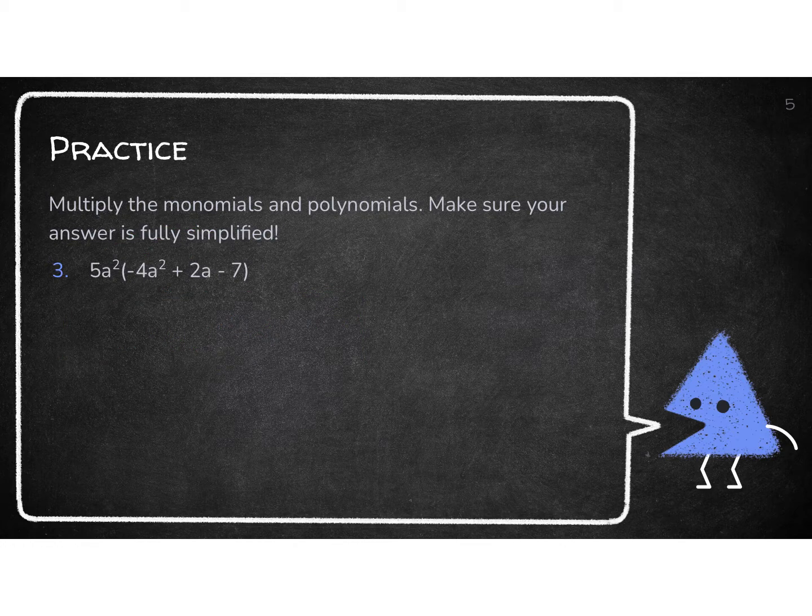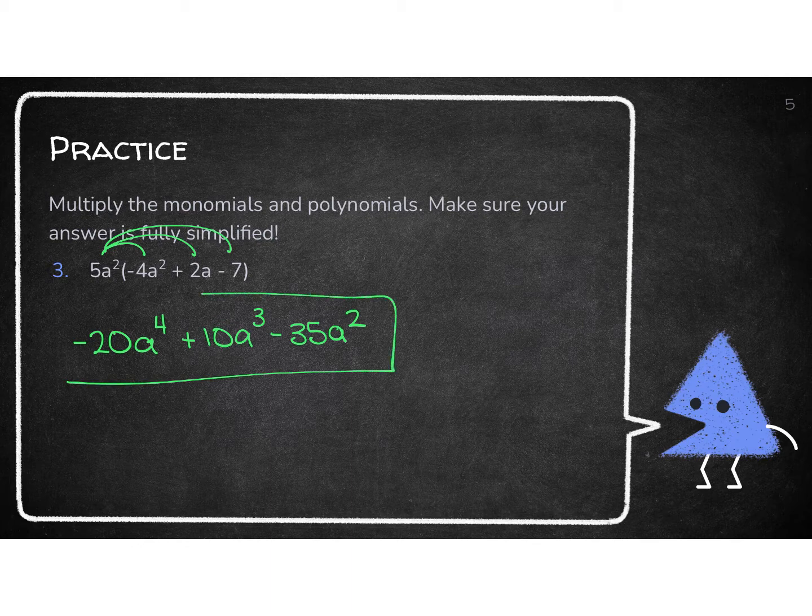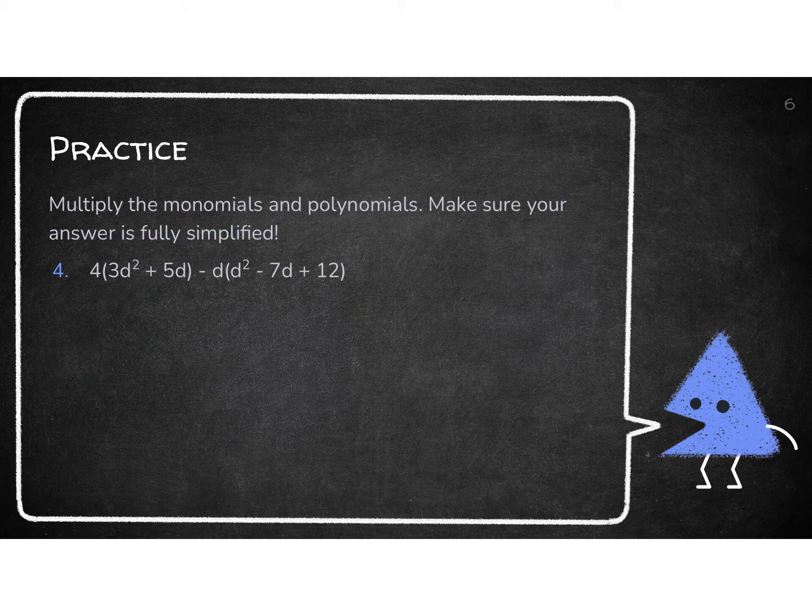Number 3 here, 5a squared that we're going to distribute. So I have 5a squared times negative 4a squared. So I'm going to get 5 times negative 4 is negative 20. a squared times a squared, we add those, so I get a to the fourth. 5 times 2 is going to give me 10. a squared times a is going to give me a to the third. And then 5 times negative 7 is going to give me negative 35. And then I have to carry that a squared. I have an a to the fourth, an a to the third, and an a squared. None of those are like terms, so that's my answer, and I'm done.